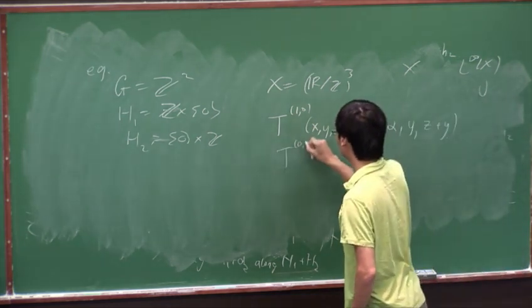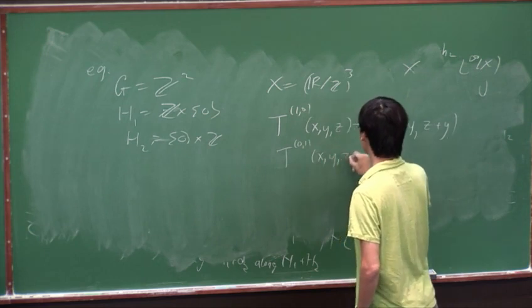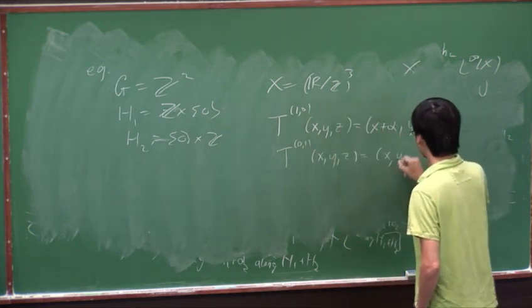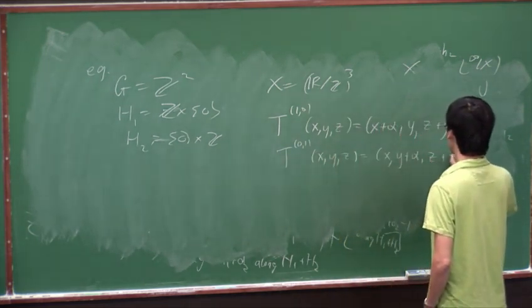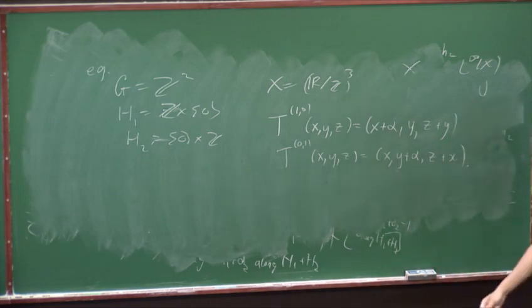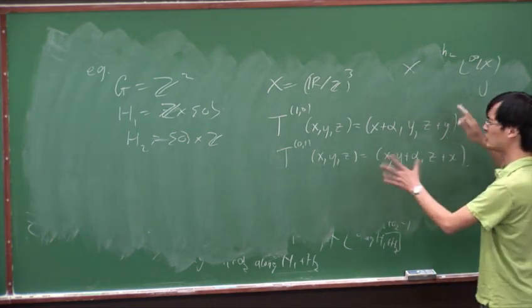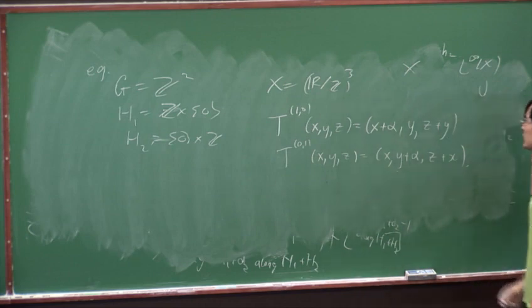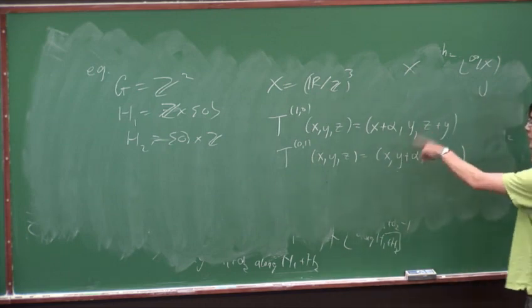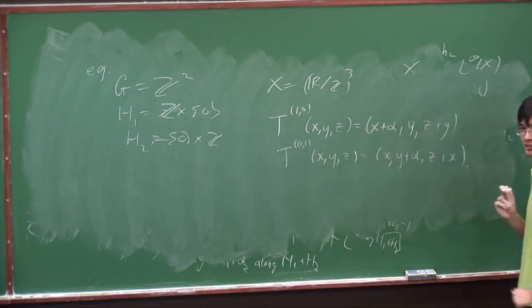And the generator over here is like this. Okay, so this is sort of a two-dimensional skew shift type of system. And you can verify these commute, so they actually do give you a Z² action.